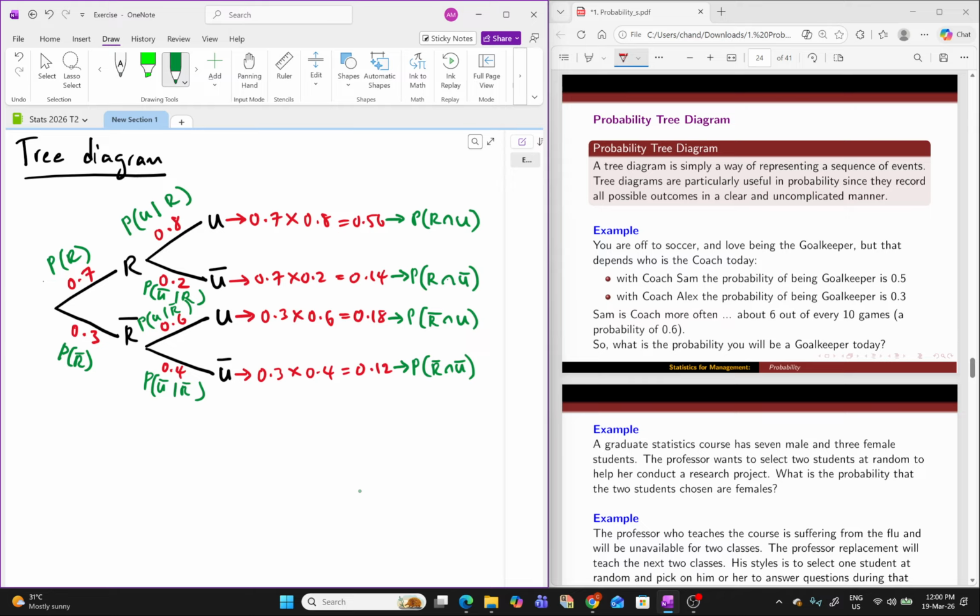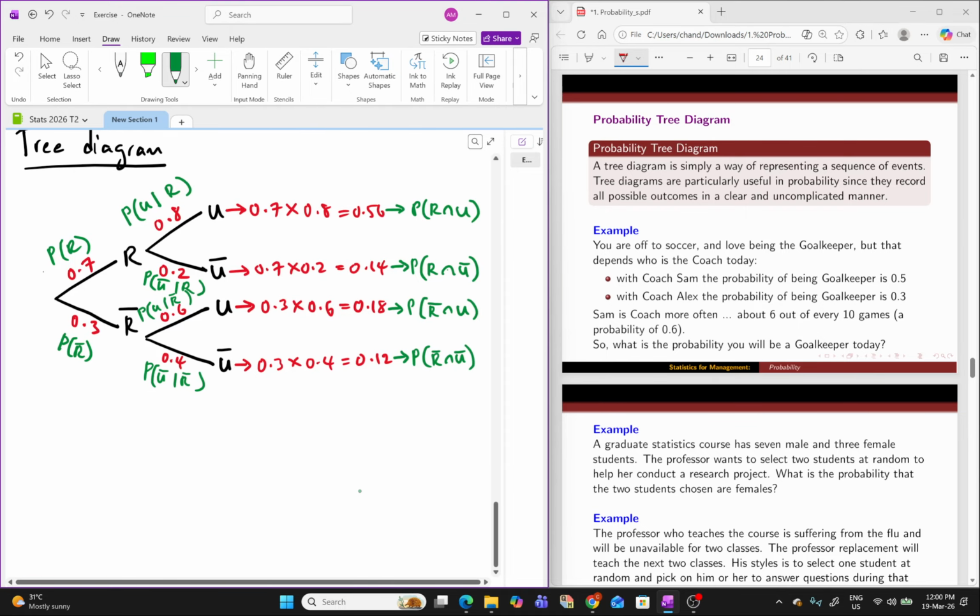Okay, this is the notation. The main idea is whenever you draw a tree diagram, you should know all this notation. So we know P(R), we know P(R bar). All these are conditional probabilities. You can know the second branch is for conditional probability, and if you multiply by the branch, you will get joint probability.